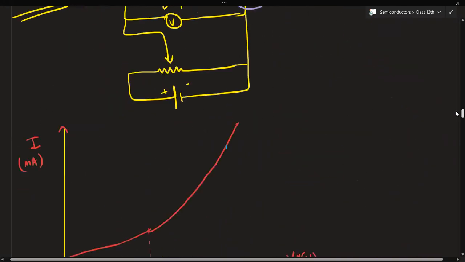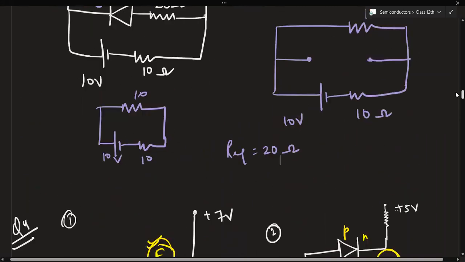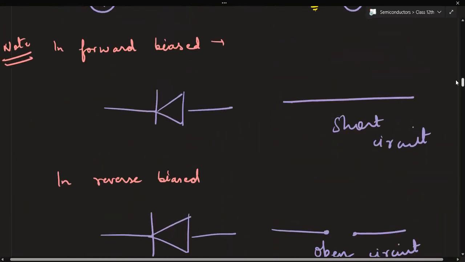This was... Okay, graph, no. Do one thing, note this down, then the characteristics are left. Let us complete that.